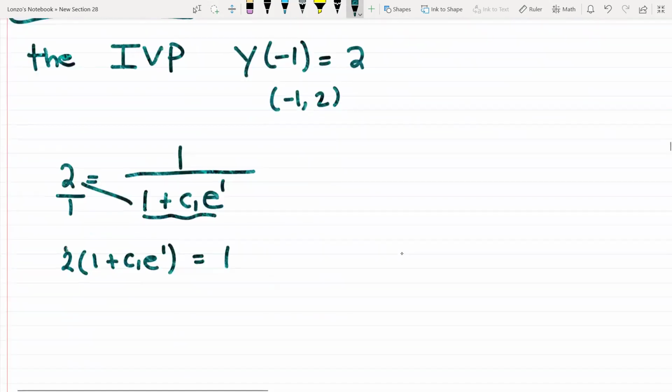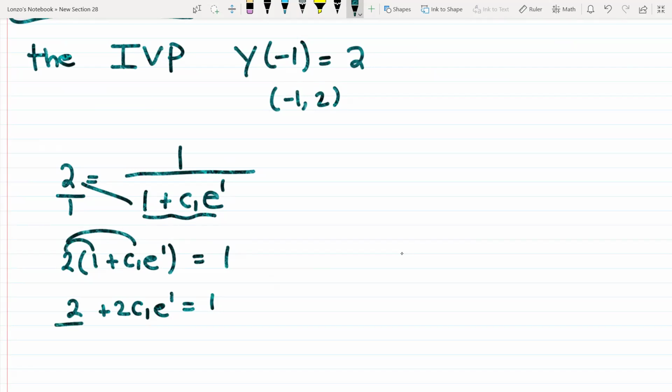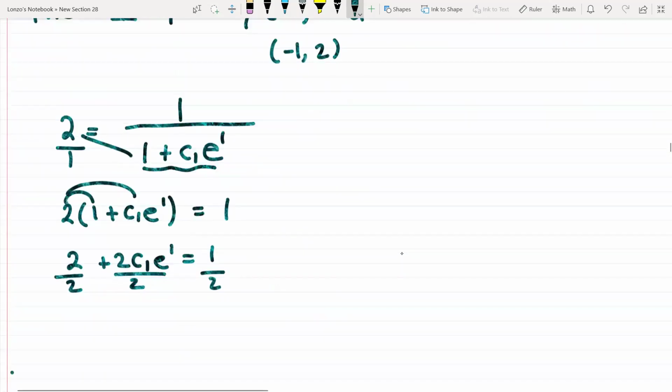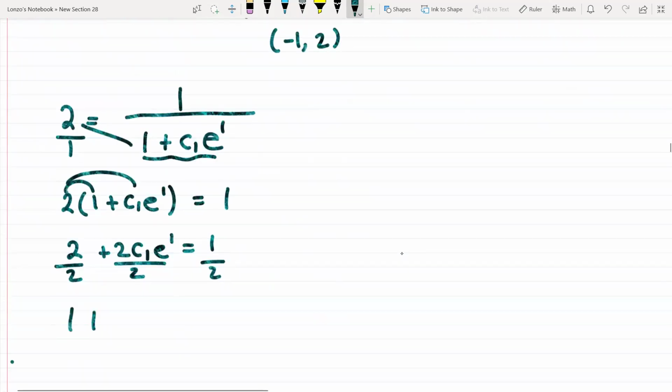Let me clean this up a bit, or FOIL it out. 2 times 1 is 2 plus 2 C1 e to the 1 equals 1. You could divide everything by 2. Your goal is to solve for C1, right? Divide everything by 2. This is 1 plus C1 e to the 1 equals 1/2.